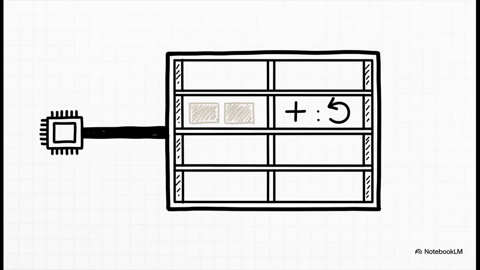So, the absolute key to making this work is the shared memory. Think of it like a big library. On one shelf, you've got your data, stuff like A equals 10. And right next to it, on another shelf, you've got the instructions, things like ADD or move. The big deal is that they all live together in the same space, accessed the same way. That right there is the heart of the von Neumann architecture.